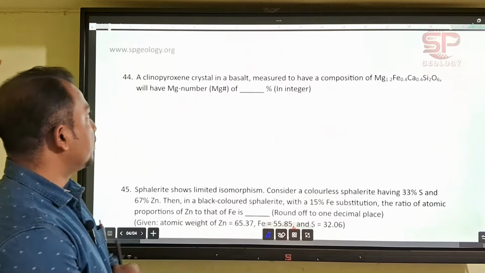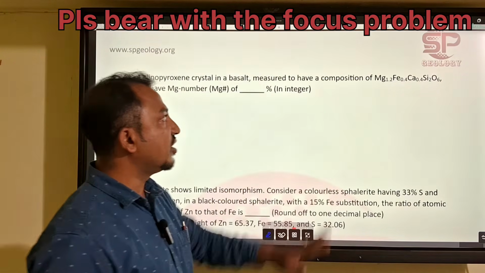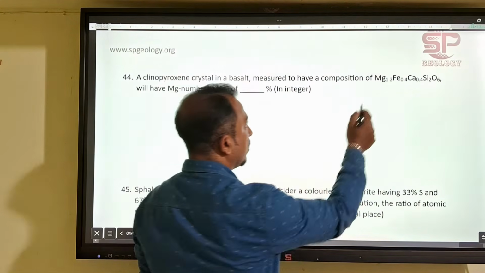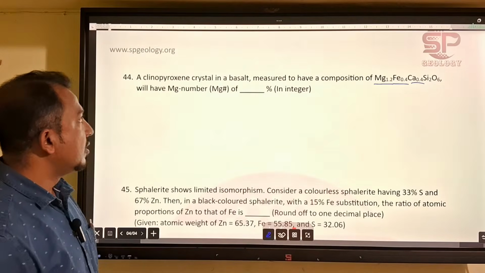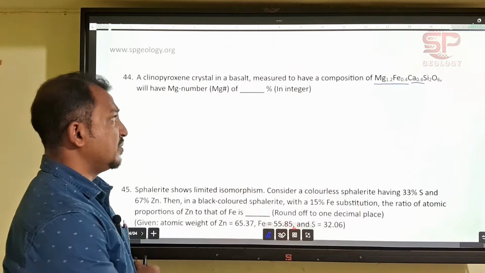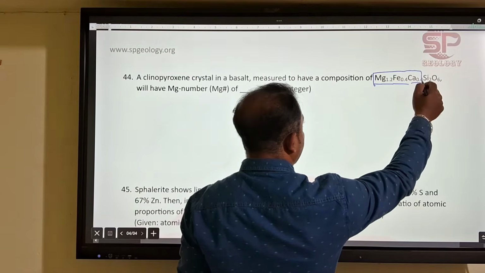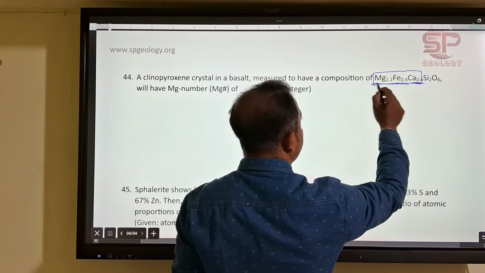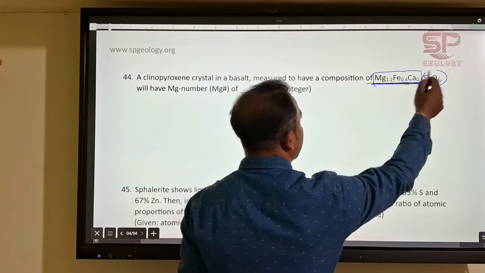Next comes another question. We are given a Clinopyroxene crystal in basalt measured to have a composition of Mg 1.2, Fe 0.4, Ca 0.4, Si2O6. So we have to calculate the Mg number, that is, what is the percentage of Mg fraction? The Mg member that contributes to this place is not affected by these Si2O6.